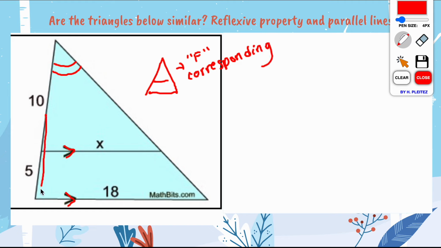Now I can make these conclusions, right? I'm given that these lines are parallel. So here's one F. I know that these two angles are congruent. And then if I use this F, I have that these angles are congruent, right?